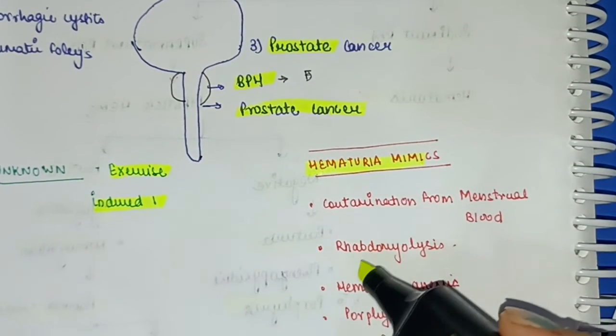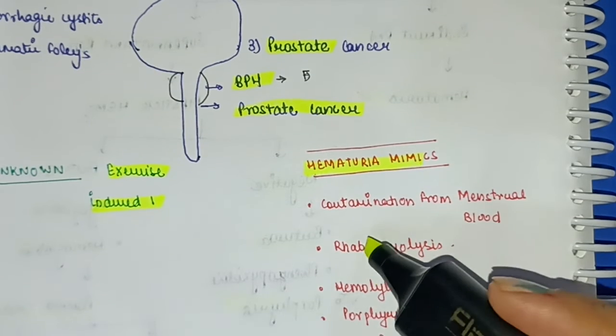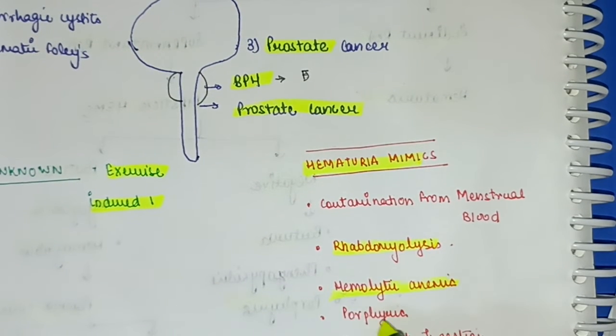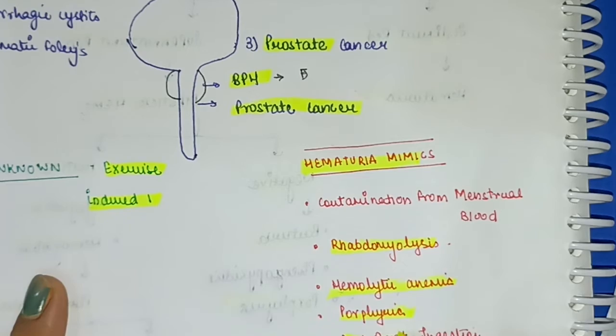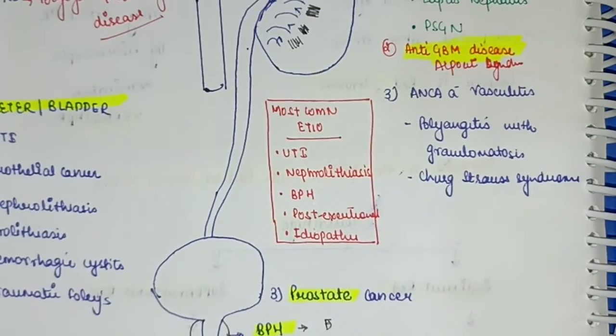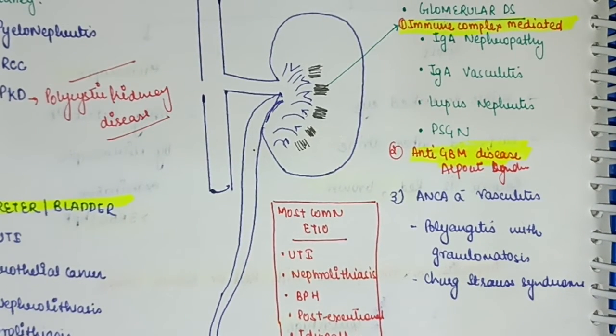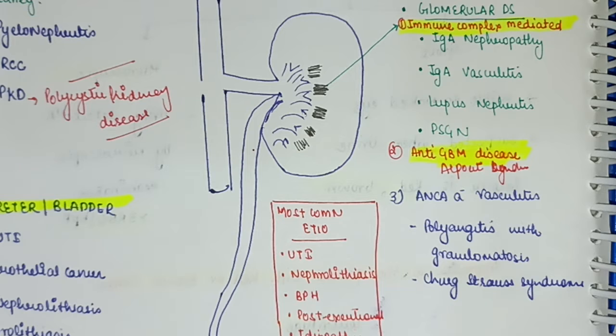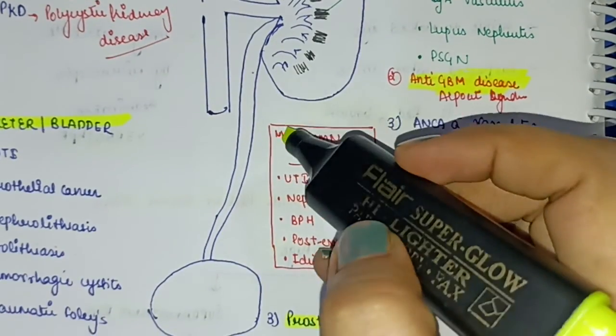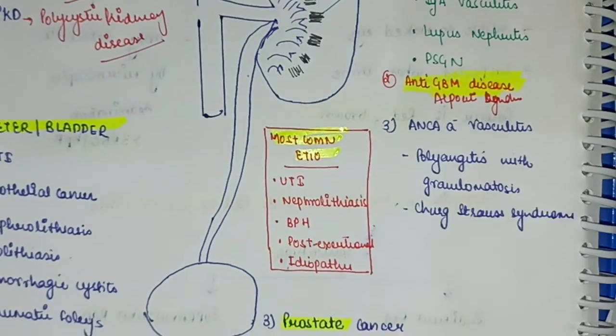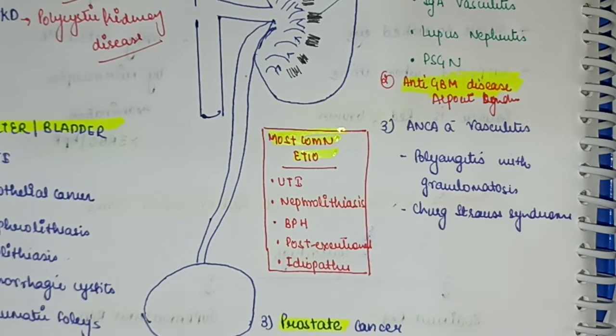Like we have already discussed, myoglobinuria in case of rhabdomyolysis, hemoglobinuria, or beetroot can mimic hematuria. So these are the various causes of hematuria. We have divided them into glomerular causes and non-glomerular causes. So what are the 5 most common causes of hematuria? First and most common is urinary tract infection. Then urolithiasis and BPH are common.